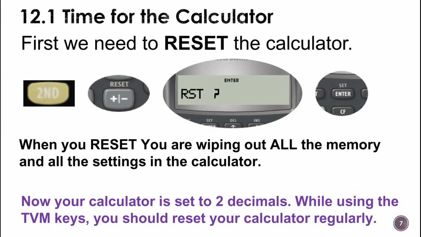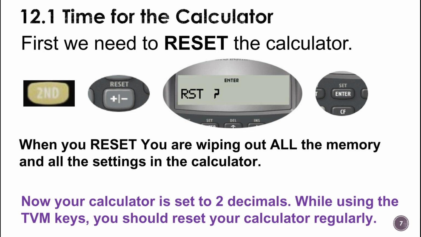Okay, so this is the part where I knew this was coming up, so I told you to reset your calculators there, but let's do this. So these are the keys you press, right? The second key, and reset is right above your plus minus, and you should actually reset your calculators fairly often when we're working with TVM keys because your calculator will start to get kind of jumbled up and it needs to be cleared out. So make sure that you just reset on a regular basis. You're wiping out all the memory and that's okay. You don't really have anything in there that you need to worry about.